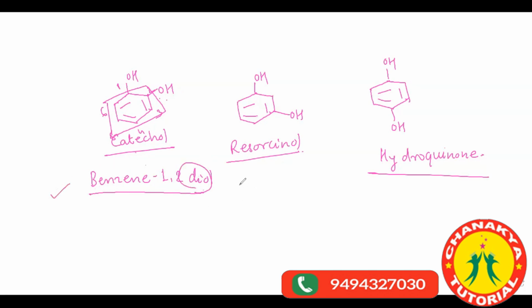Now, what would be this? Benzene, numbering would be 1, 2, 3. Instead of 1, 2, what are you going to write here? 1, 3. Diol. Correct? Yes? And here it will be 1, 2, 3, 4. So it will be what? Benzene-1,4-diol. Understood? Easy?